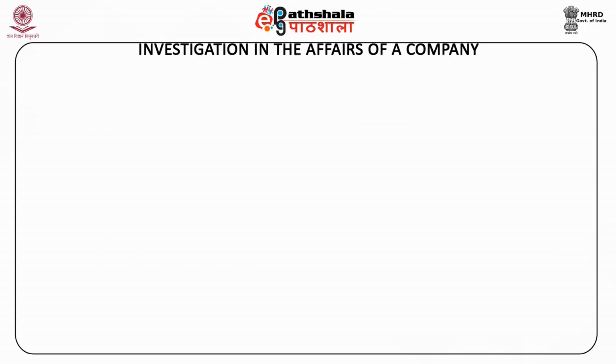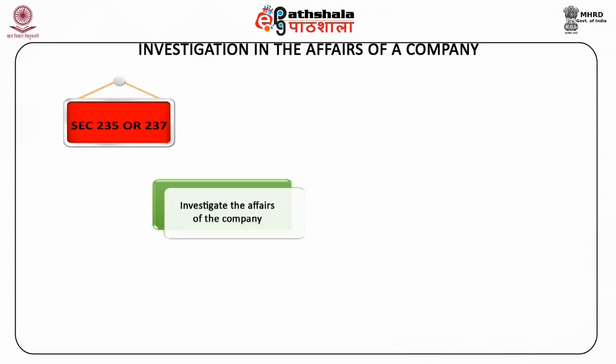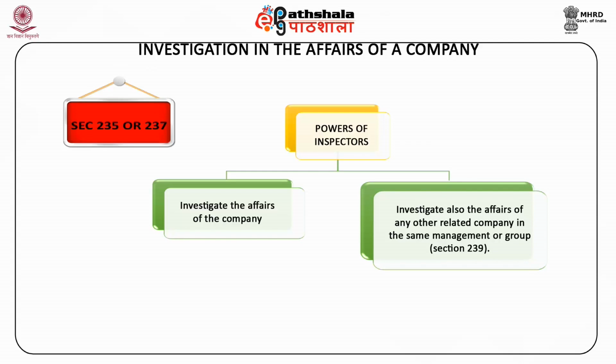Investigation in the affairs of a company. If an inspector is appointed under Section 235 or 237 of the Companies Act to investigate the affairs of a company, he has the power to investigate also the affairs of any other related company in the same management or group, Section 239. This is in complete disregard to the separate entities of the companies.